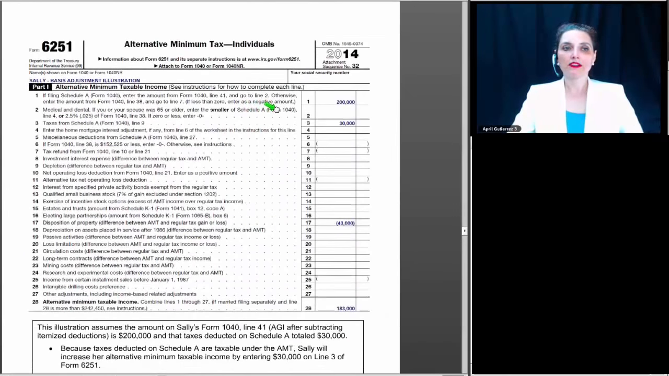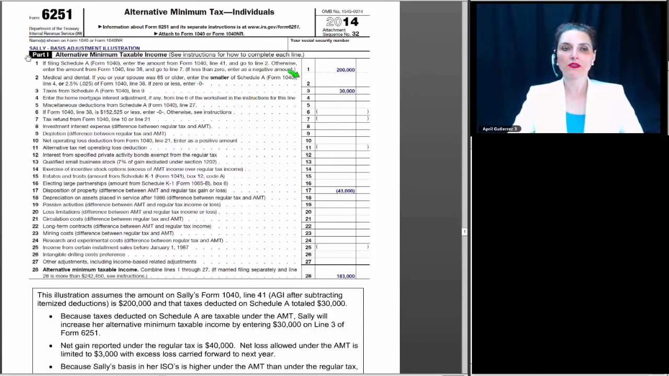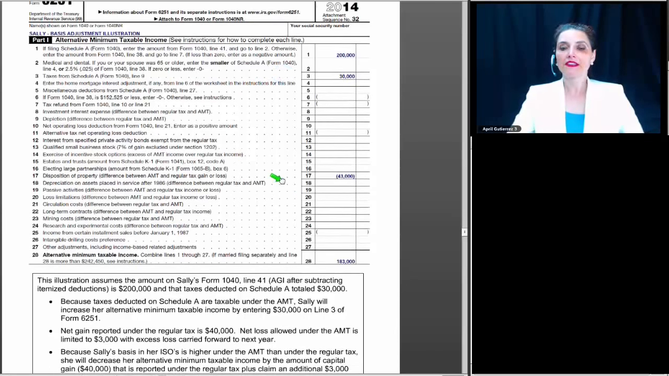I did just quickly fill out a 6251 for you so you could see what was going on with Sally. I had to give her some income, so I decided her starting line number 1 would be $200,000. And I also decided to give her some adjustments for taxes that she paid on the Schedule A. AMT doesn't allow you to claim a deduction for taxes paid, so I had to add those into her income. And then down on line 17, this is where I've entered the adjustment between the regular tax and the alternative minimum tax on the profit, or in this case, loss on the disposition of property. And we arrive at line 28, which is her alternative minimum taxable income.